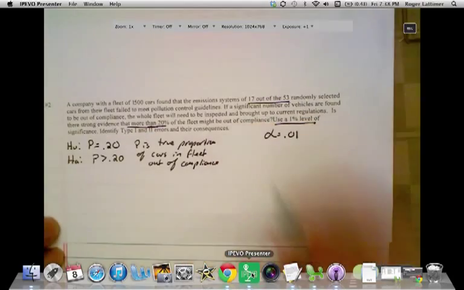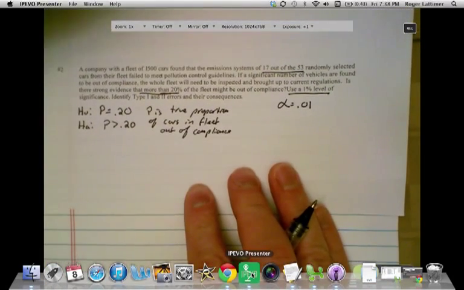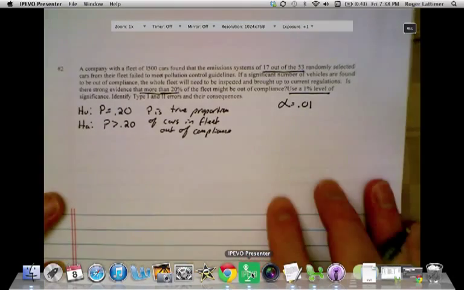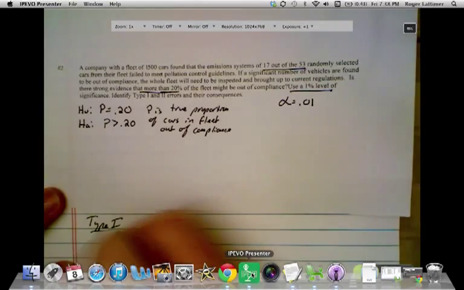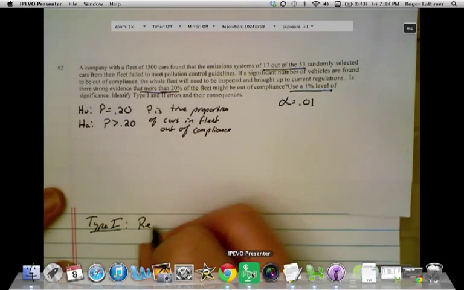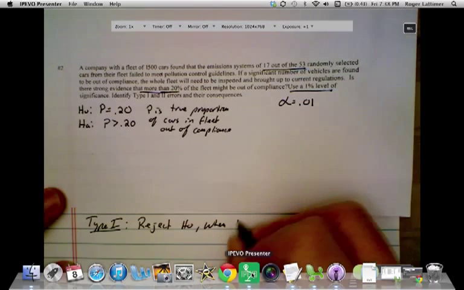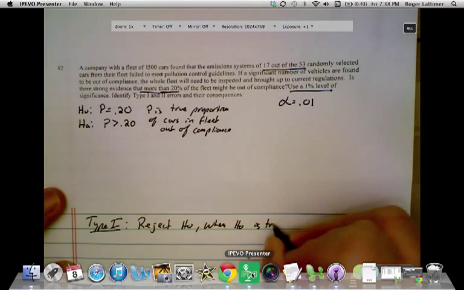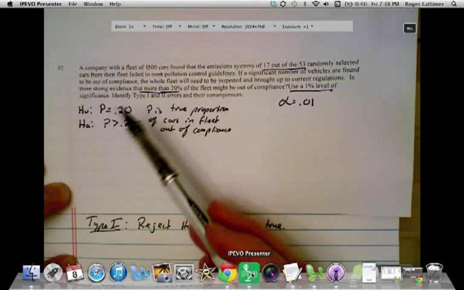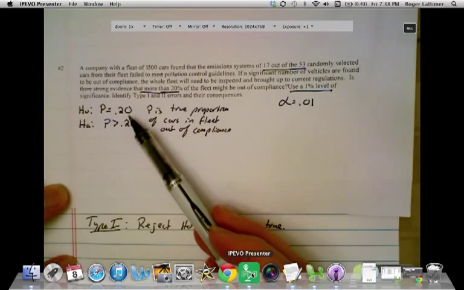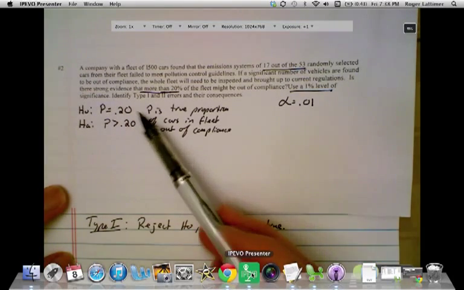All right, well, since we're here, let's do type 1 and type 2 errors real fast, because that's a good thing that we can go ahead and take a look at. And we should do that before. So a type 1 error is when we reject the null hypothesis when H0 is true. So we incorrectly reject the null hypothesis. So in this case, we would reject the fact that p is 0.20. We'd have evidence that shows more than 20% of cars are out of compliance when really they're not.